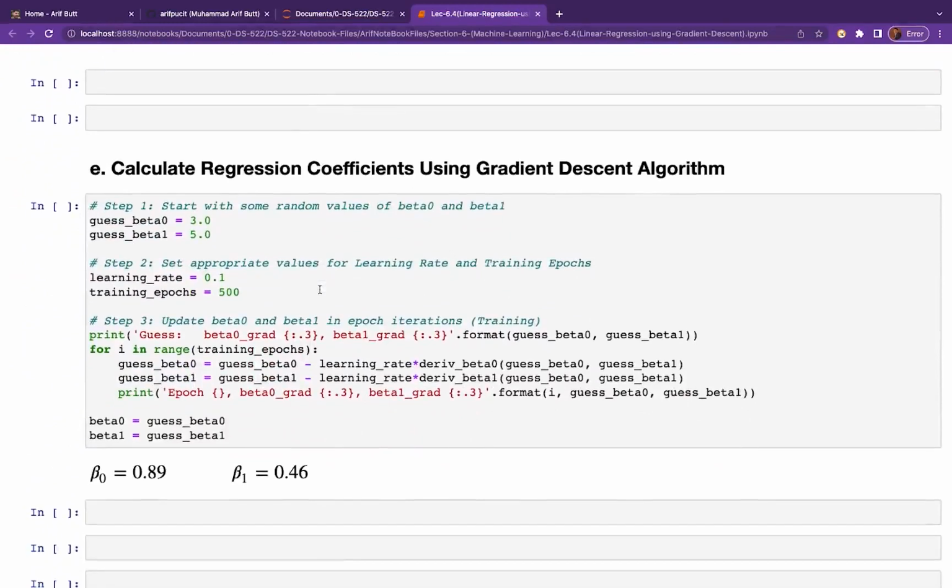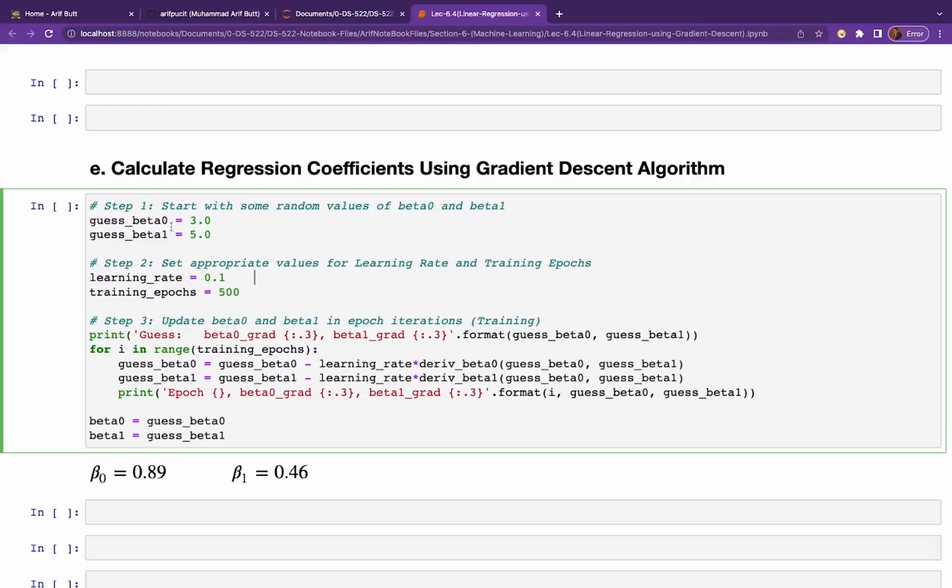Now we are ready and equipped to run the gradient descent algorithm to compute the two regression coefficients. Well, in step 1 over here, instead of guessing a single value, I am guessing two values. One guess is for beta 0 and the other guess is for beta 1. I have used 3 for beta 0 and 5 for beta 1. You can try other values as well.